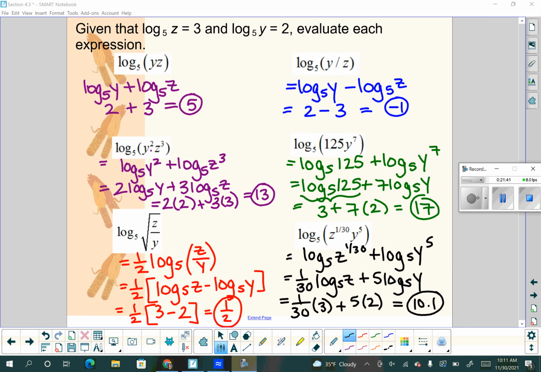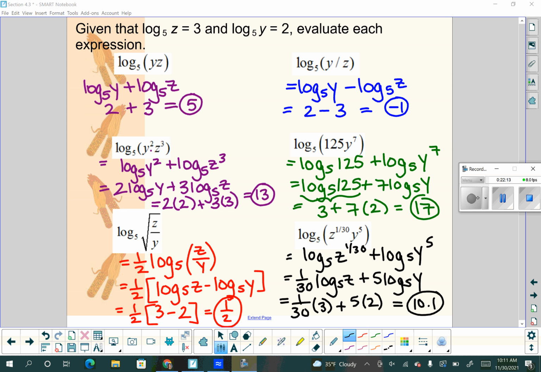First one, log base 5 of y minus log base 5 of z. Substitutes into 2 minus 3, gives you -1, is correct. The next one, log base 5 of 125 plus 7 log base 5 of y. When you substitute, it's 7 times 2, which is where you're going to get 14. This piece is actually just review, guys, from the last section. Log base 5 of 125 means find the exponent, right? 5 to what power gives you 125? That's going to give you the 3, and that's where the 17 is coming from.